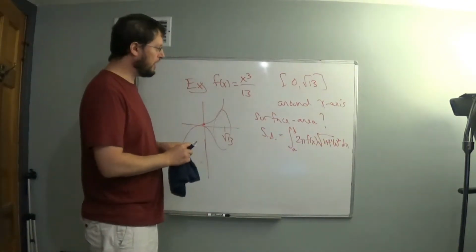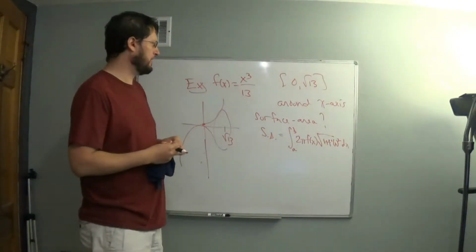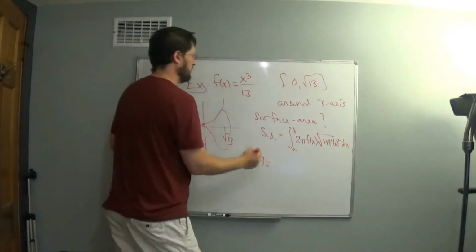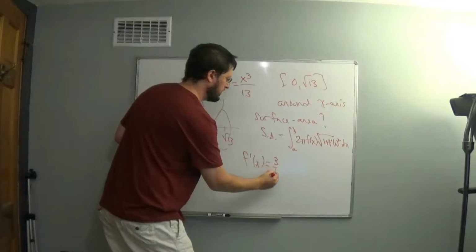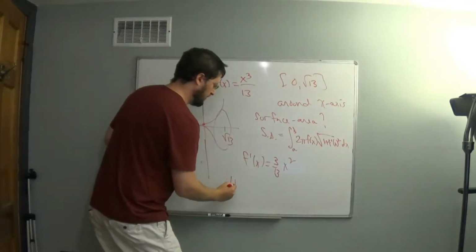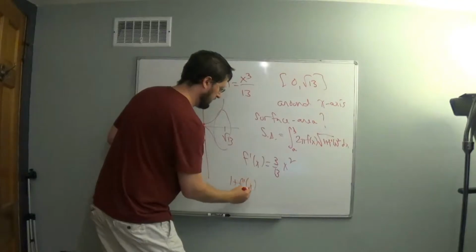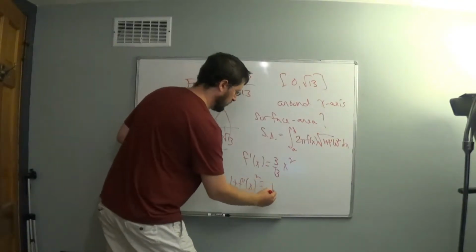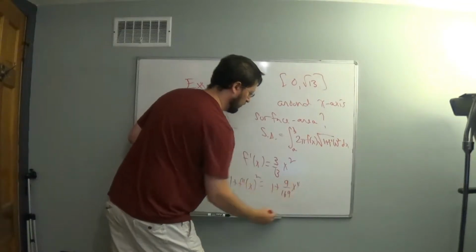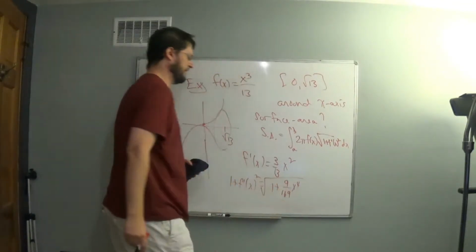So that 1 plus f prime of x squared. Well, f prime will be 3 over 13 times x squared. So 1 plus f prime of x squared is 1 plus 9 over 169 x to the 4th, and then square rooted.